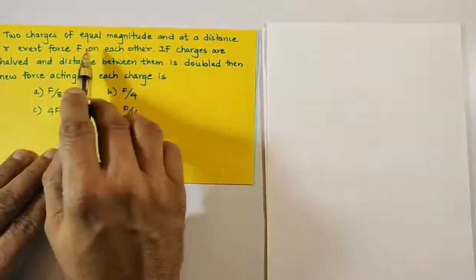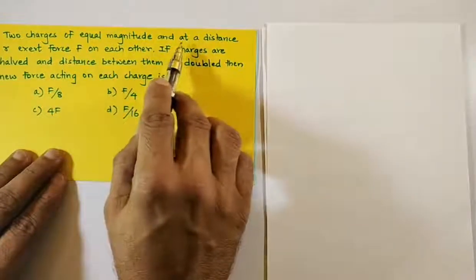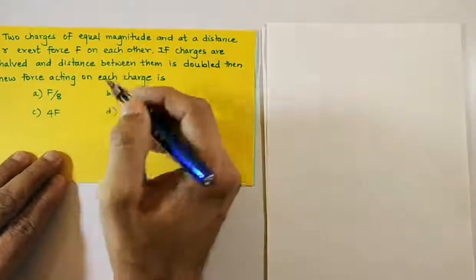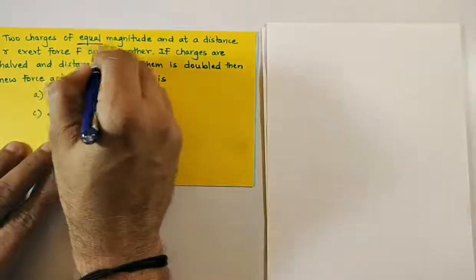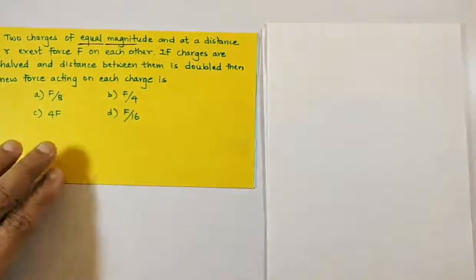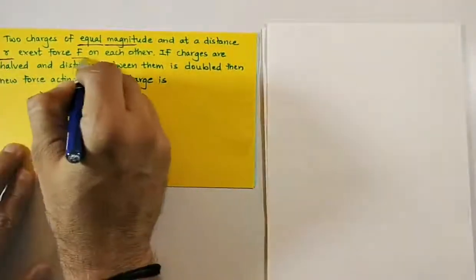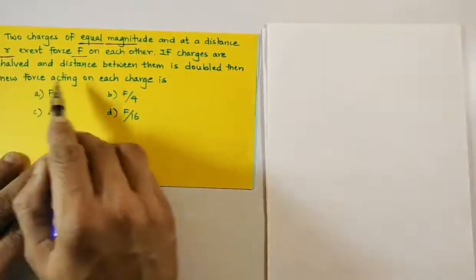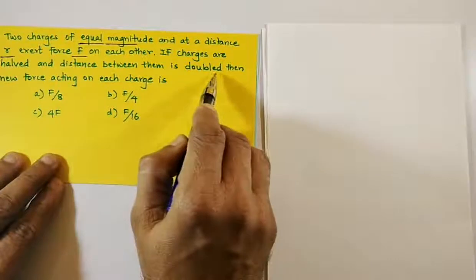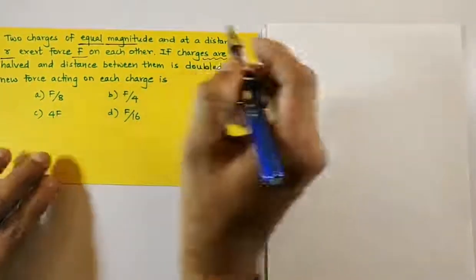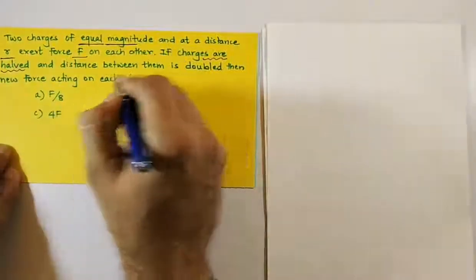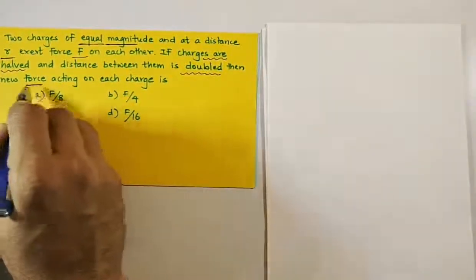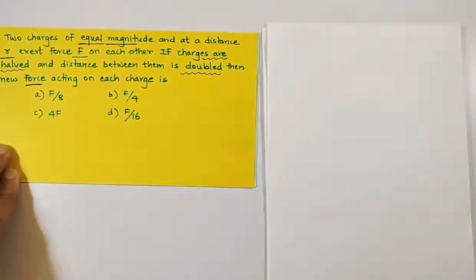So two charges of equal magnitude and at a distance r exert force F on each other. Both charges are of equal magnitude, distance is r and force is F. If the charges are halved, he says, and the distance between them is doubled, then you are required to find the new force acting on the charges.